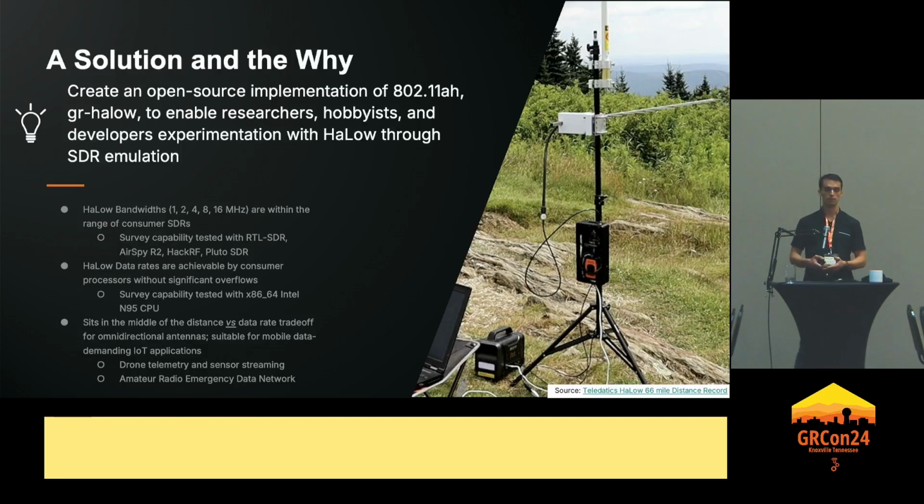One key benefit of Halo versus the legacy Wi-Fi, which I consider 802.11n and before, is that its bandwidths are well within the range of even the most inexpensive SDRs. So you're looking at 1, 2, 4, 8, and 16 megahertz. So even something like the RTL-SDR can pick up the smallest channel bandwidths available.